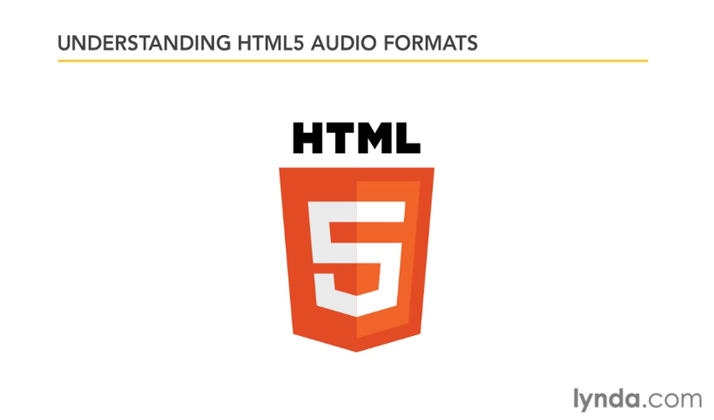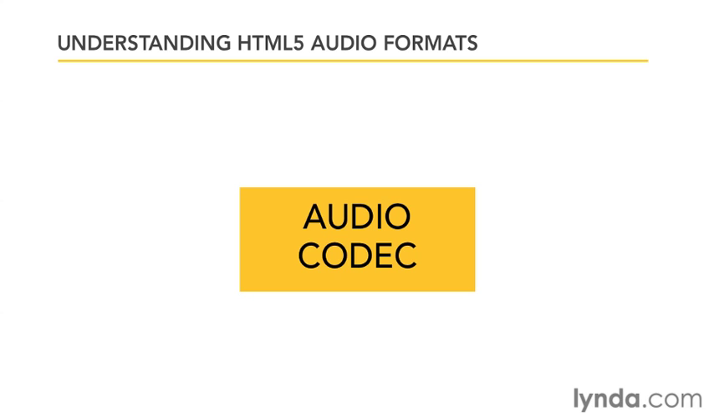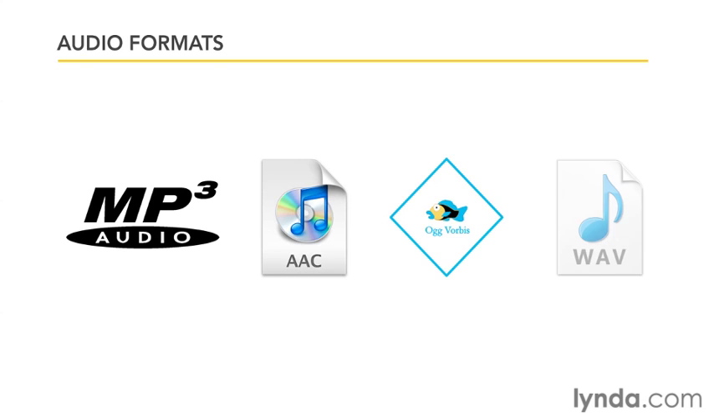Audio formats are very similar to video formats, and in some cases they're the exact same format just without the video data. They typically have a container format, where we get the extension from, and then the audio data is compressed using an audio codec. However, for some formats there is no container format at all, and the file is simply the audio data. For HTML5 audio, we have 4 formats to choose from: MP3, AAC, OGG Vorbis, and WAV.